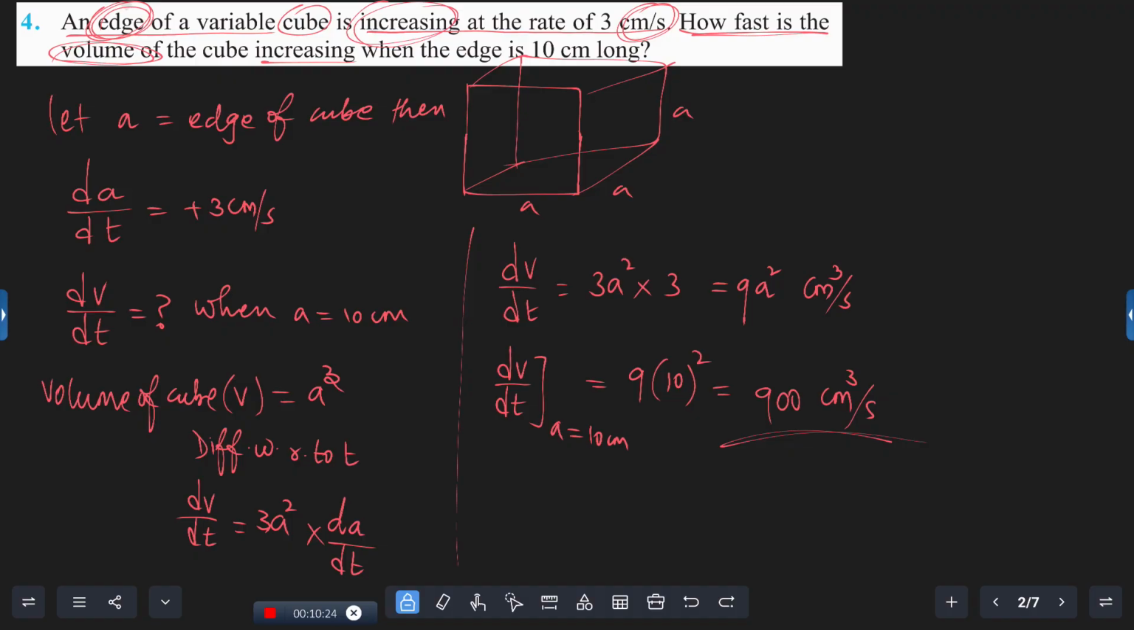In the same manner they will ask even in a rectangle, which is 2D. This is a 3D cuboid; they will also ask in 2 dimensions, like rectangle and square. Shall we go to the next one?